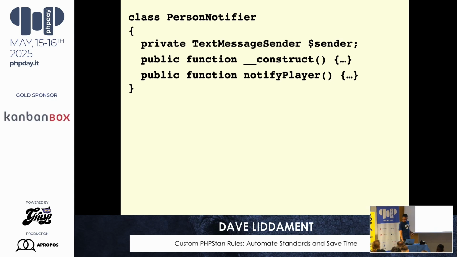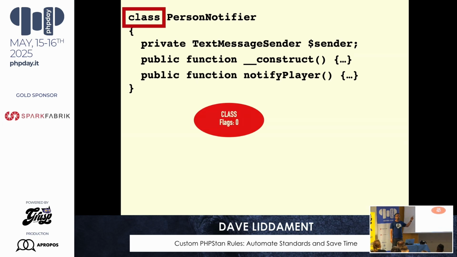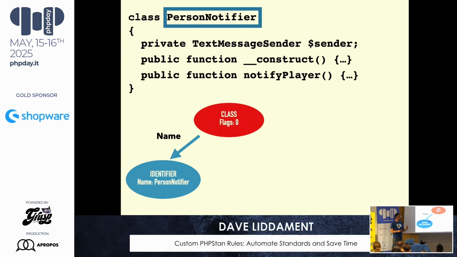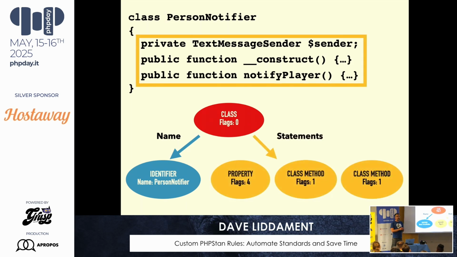So if we take this code here, the first thing we've got is a class, and there is a node in the AST called class, of type class. And that has properties, and then we might have a name property, and in this case, PersonNotifier is an identifier type of node, and that has a property name, which in this case is PersonNotifier. Also, a class can have 0 to infinite number of statements, and in this case we've got a property declaration and 2 methods.